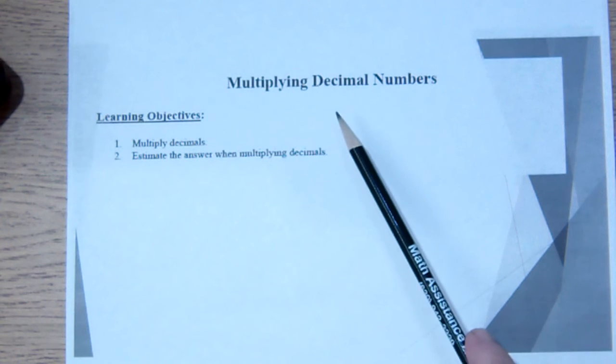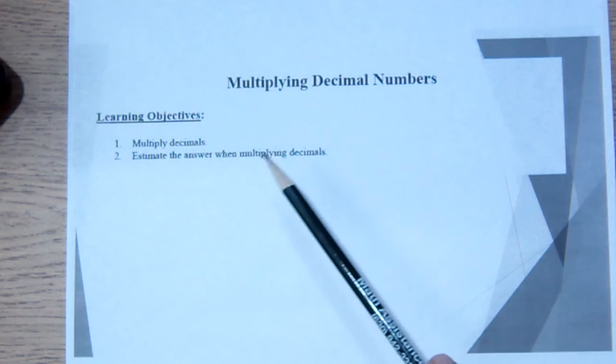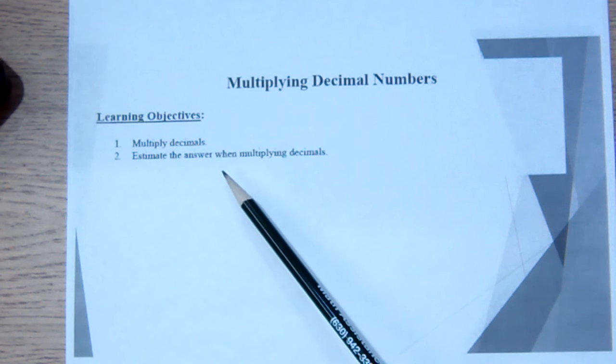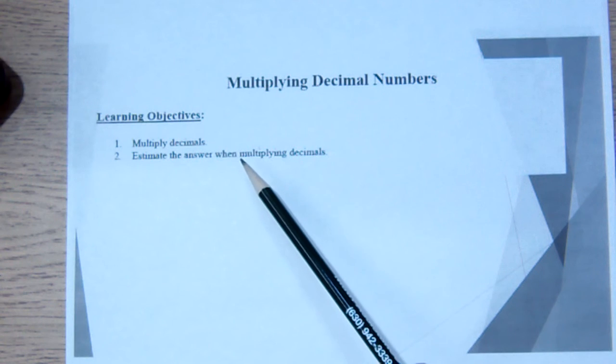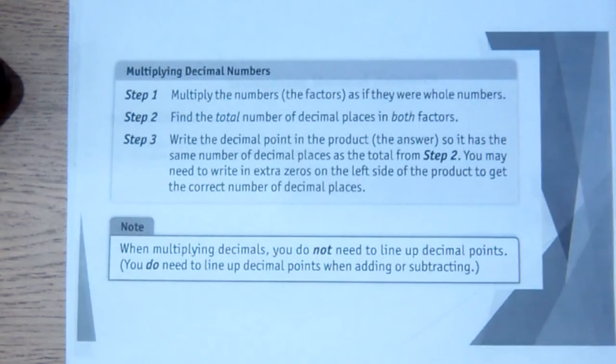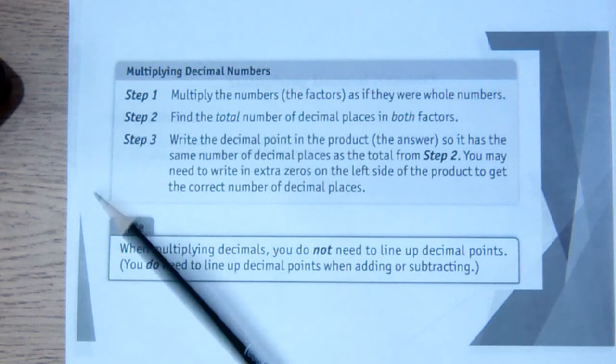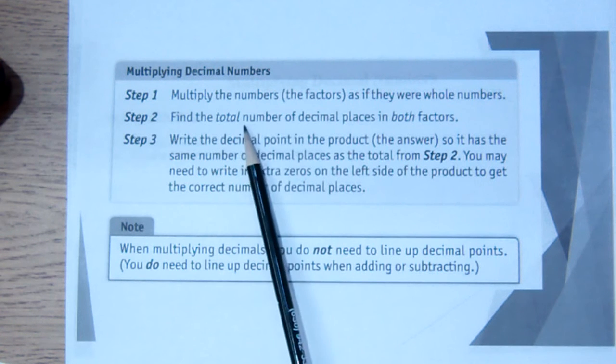Today's topic is multiplying decimal numbers. You want to learn how to do that, and you also want to learn how to estimate the answer when multiplying, and that's useful as a check. Now you should always look at your book, and here is the guidance that they give for the process.